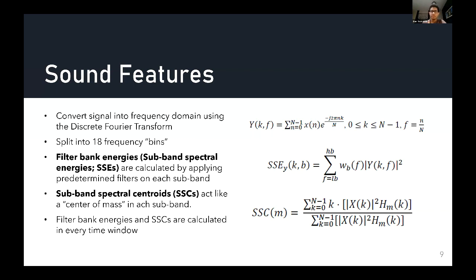Within each of these subbands, we were looking at 2 main sound features, namely the filter bank energies, which is basically the strength of the heart sound, sometimes referred to as the subband spectral energy, and the subband spectral centroids, which you can consider as the center of mass within the frequency domain. So with these 2 features, we proposed a new methodology for the classification of heart murmurs based on their location.